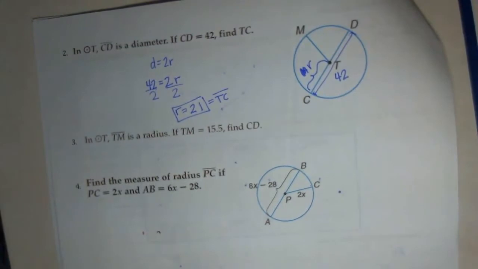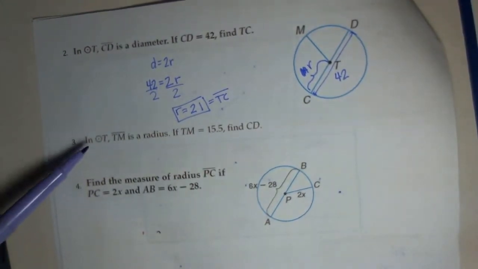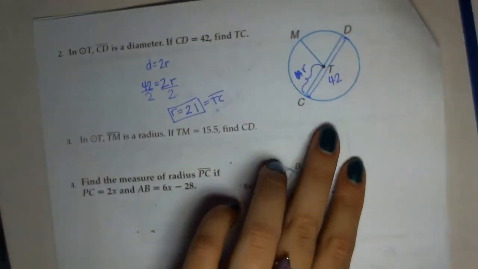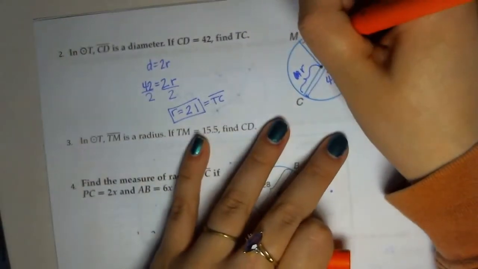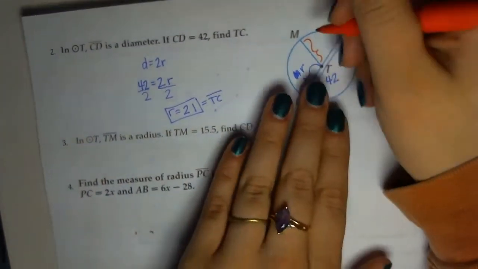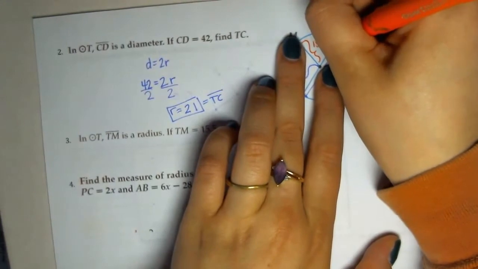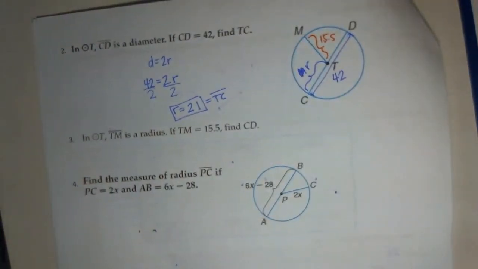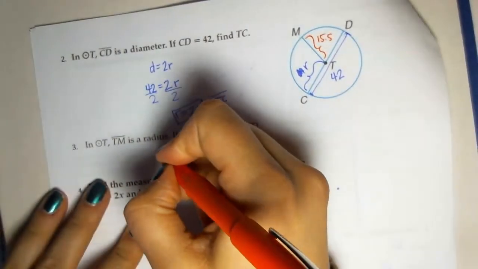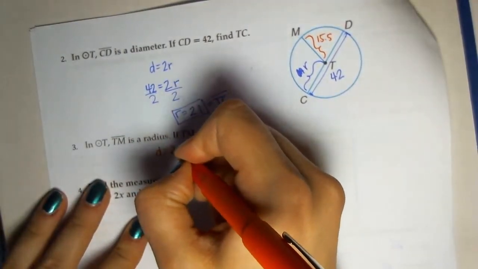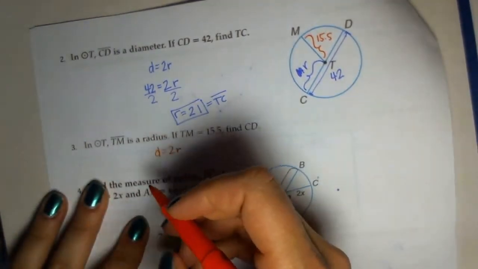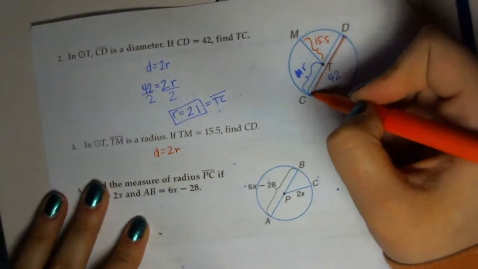All right, the next one. In circle T, segment TM is a radius. This right here, I'm going to use a different color for this one. Radius. If TM is 15.5, find CD. So I'm going to actually use this one again. Diameter equals 2 radius. I don't know my diameter. That's what it wants me to find. It wants me to find this.